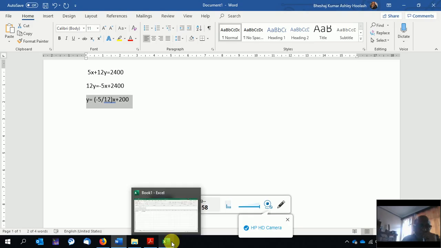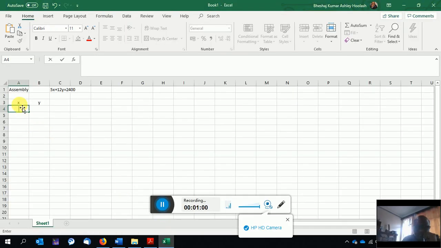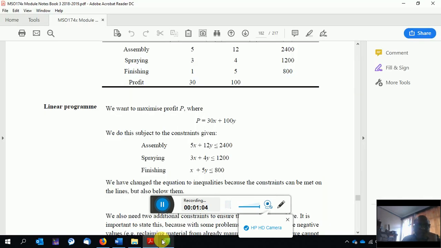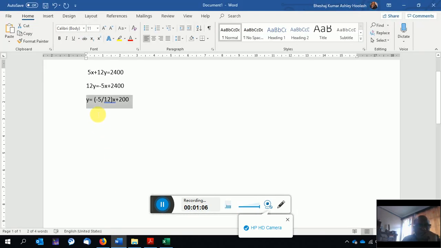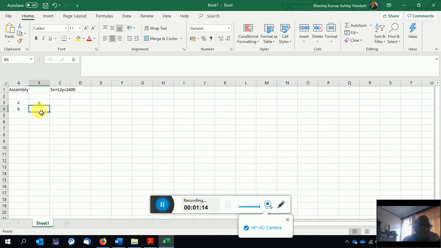So I can start with x equal to 0, and if I substitute 0 here in x, so 0 times the bracket will give me 0 plus 200. I will get 200 here. Now you can either do this, or you can just let Excel do it for you.